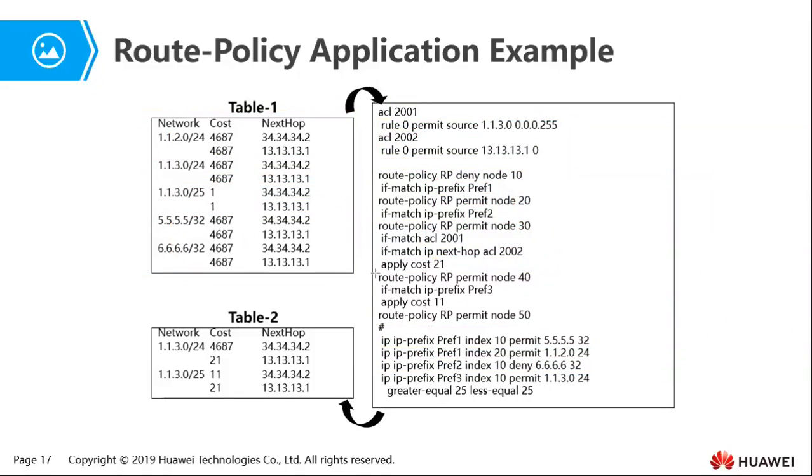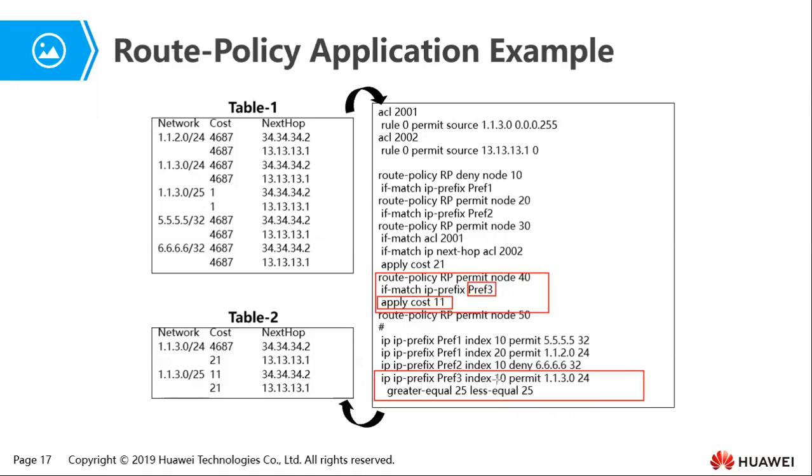Okay, then let's look at the last one. Actually, it's not the last one, it's the second last one here. So here we are saying route policy RP permit node 40 if match IP prefix pref3. So if it matches pref3, we want to change the cost to 11. So let's look at IP prefix pref3. It's the last one here.